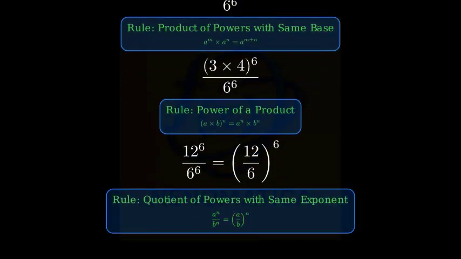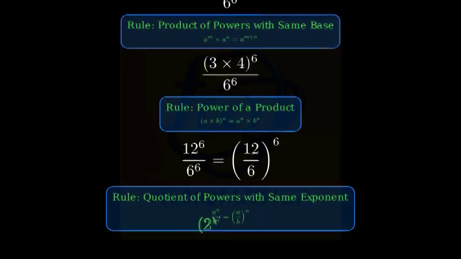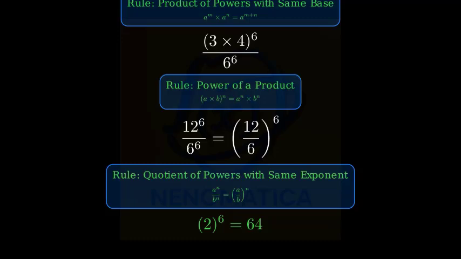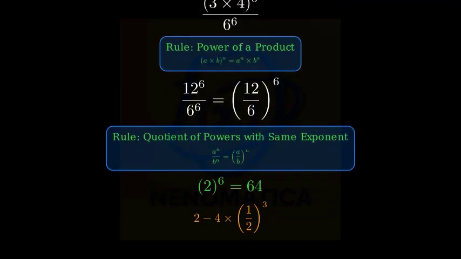This is equivalent to the fraction 12 over 6, all raised to the power of 6. Finally, 12 divided by 6 equals 2, so our answer is 2 to the power of 6, which gives us 64. Now, let's look at our second example.